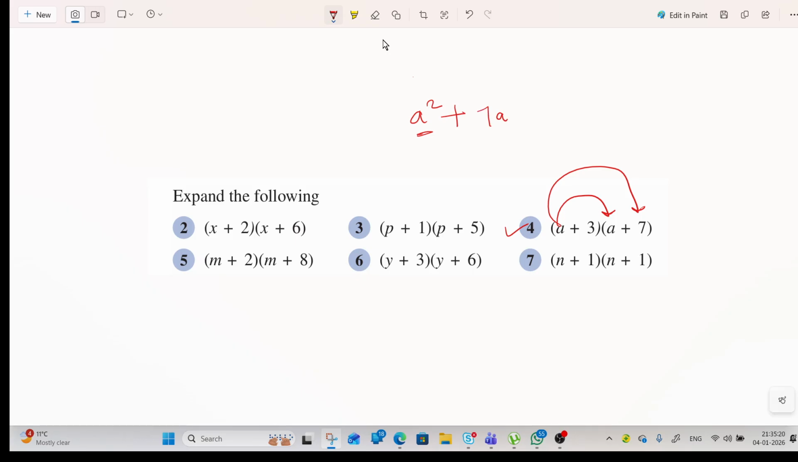Good. Next, 3a. Very good. Next, 21. Very good. Plus 21, right? Now, what should I do next? 7a plus 3a. Yes, and the other thing I should write first is 10. 10a plus 21, right? Clear?